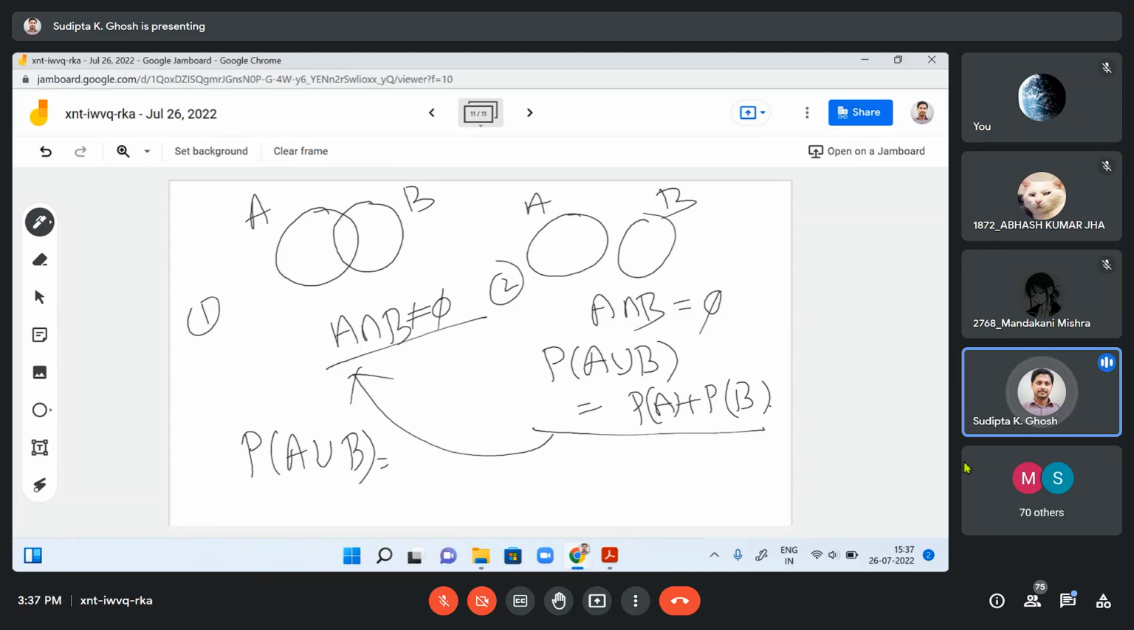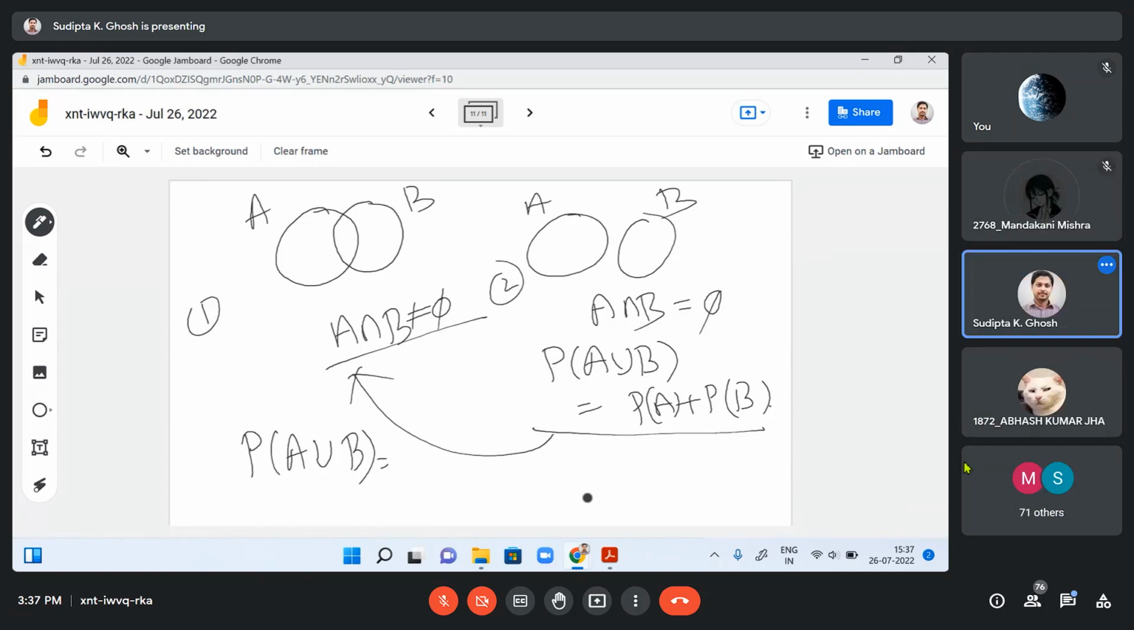I want to do the proof in two ways: one geometrically, one theoretically. First I am doing it geometrically. First you tell me, for probability of A union B, which part's probability am I going to find? That means the whole part, including the intersection part. Am I correct? This whole part.